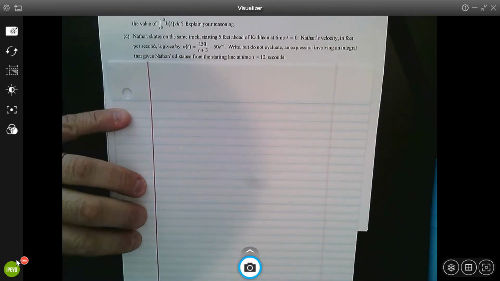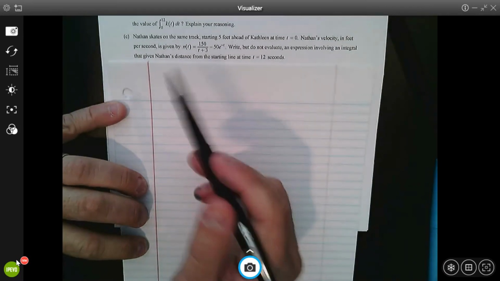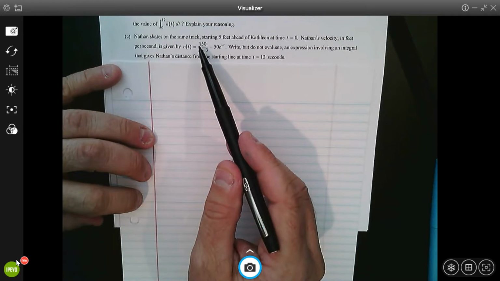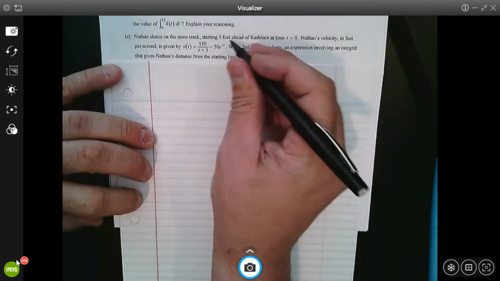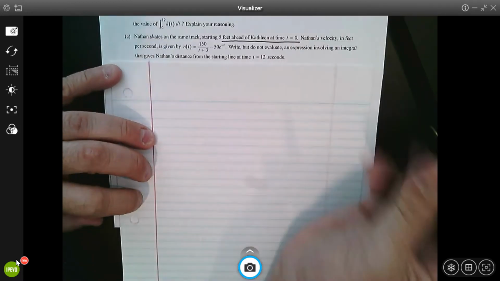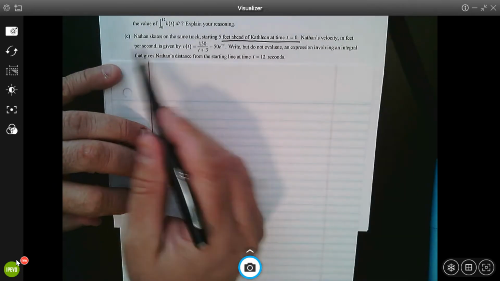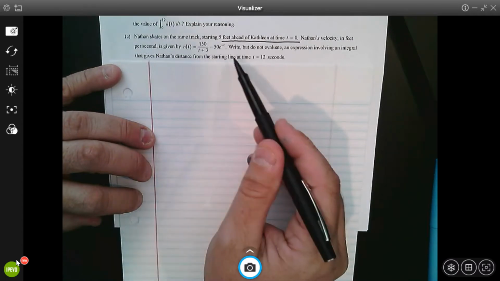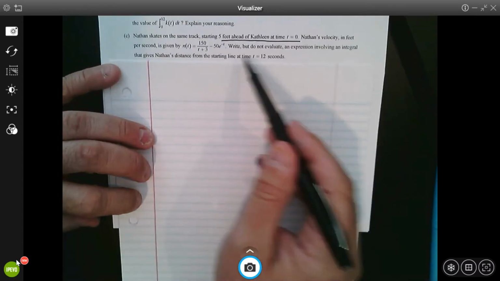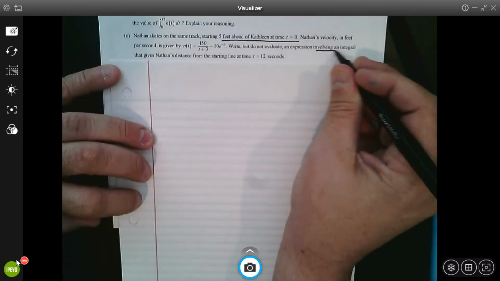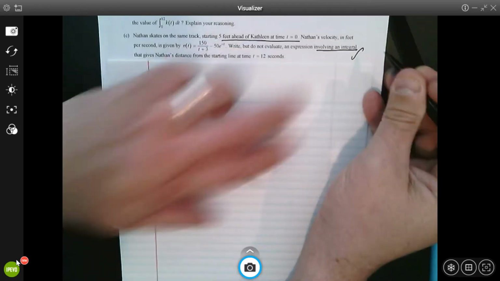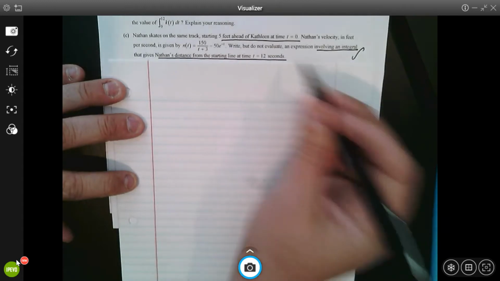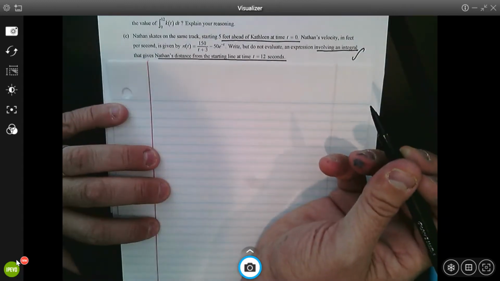So let's look at part C. In part C, we're told that Nathan, apparently we're done with Kathleen, skates on the same track, starting 5 feet ahead of Kathleen at time t equals 0. Nathan's velocity in feet per second is given by this expression over here. Write, but do not evaluate, an expression involving an integral that gives Nathan's distance from the starting line at time t equals 12?